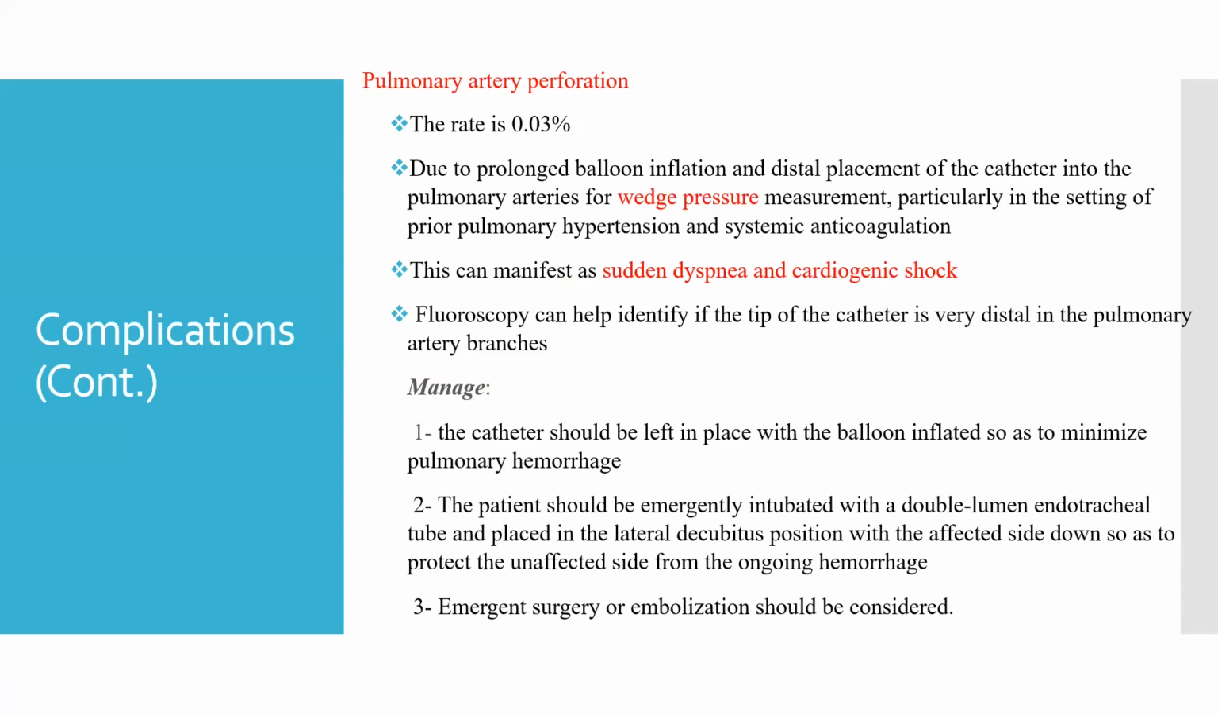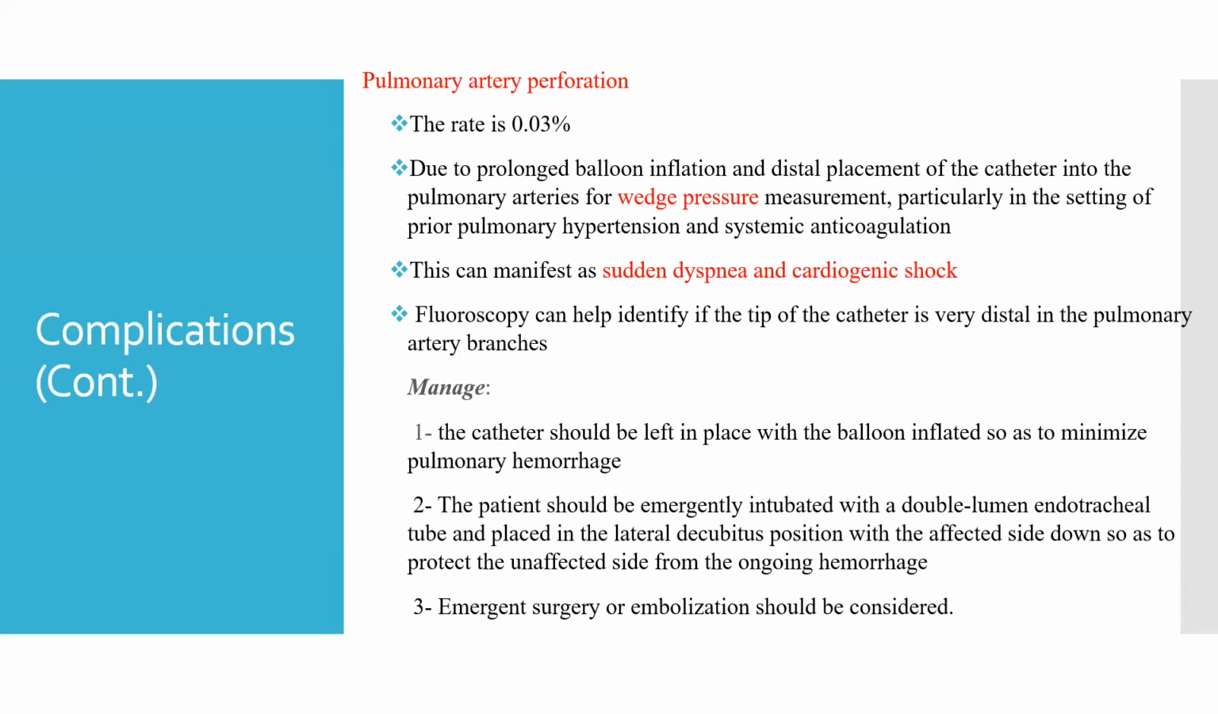Finally, pulmonary artery perforation, which is a very serious complication, yet very, very rare, 0.03%. It's usually due to prolonged balloon inflation at the wedge position, and probably in the setting of prior pulmonary hypertension and systemic anticoagulation. This usually manifests as sudden dyspnea and cardiogenic shock. Fluoroscopy can help you know that the tip of the catheter is very distal in the pulmonary artery branches and can cause the pulmonary artery perforation.